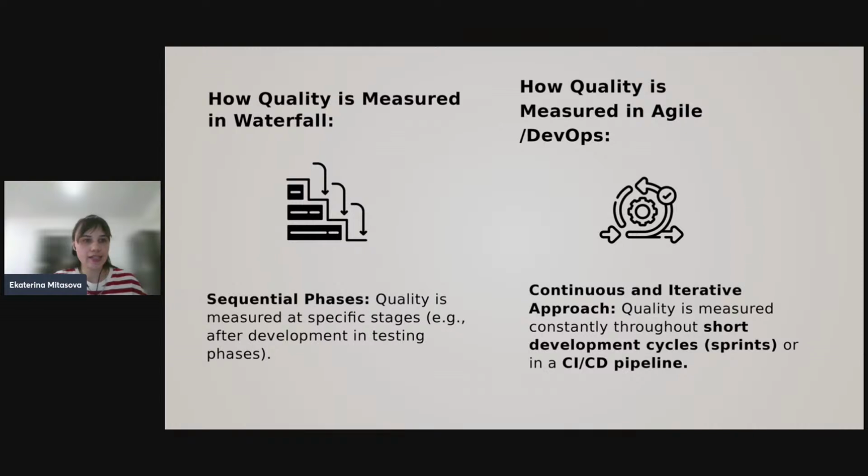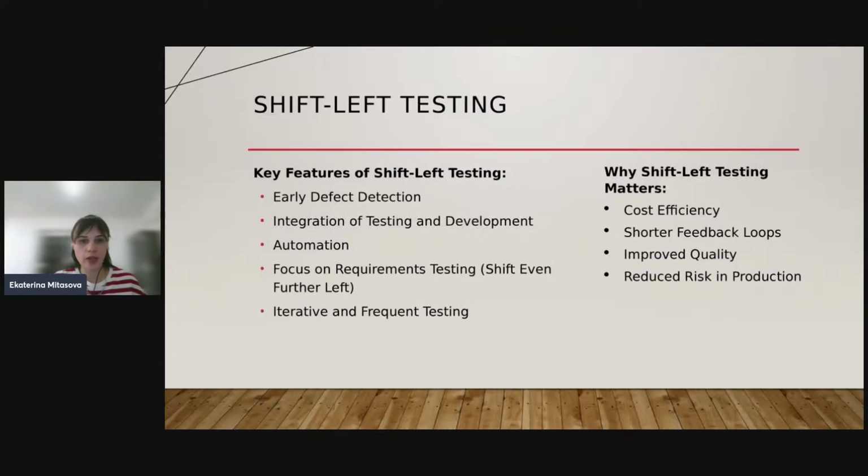So now let's discuss a couple notions that are widely used in modern approaches. One of them is shift-left testing. Shift-left testing refers to the practice of moving testing and quality-related activities as early as possible. That's why it's called left. It's early in the development life cycle. And the key features of it are early defect detection, because testing is performed during the requirements, design, and coding stages, and this reduces the cost and complexity of fixing defects.